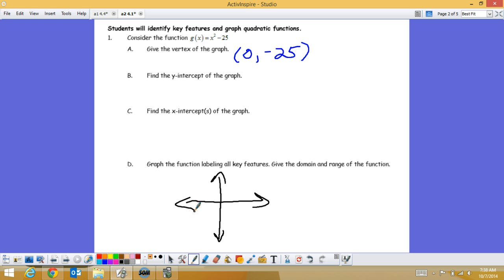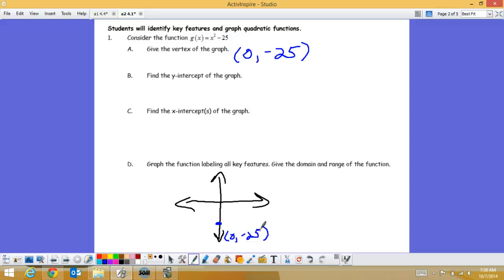Here's a graph, and we're going to plot that point first. We're going to plot that point, and that is the point 0, negative 25, which also happens to be the y-intercept for this one. Okay? And again, like we talked about with the absolute value function and the line functions, and it's going to be a recurring theme this year, whenever you want to find the y-intercept of any graph, plug in 0 for x.